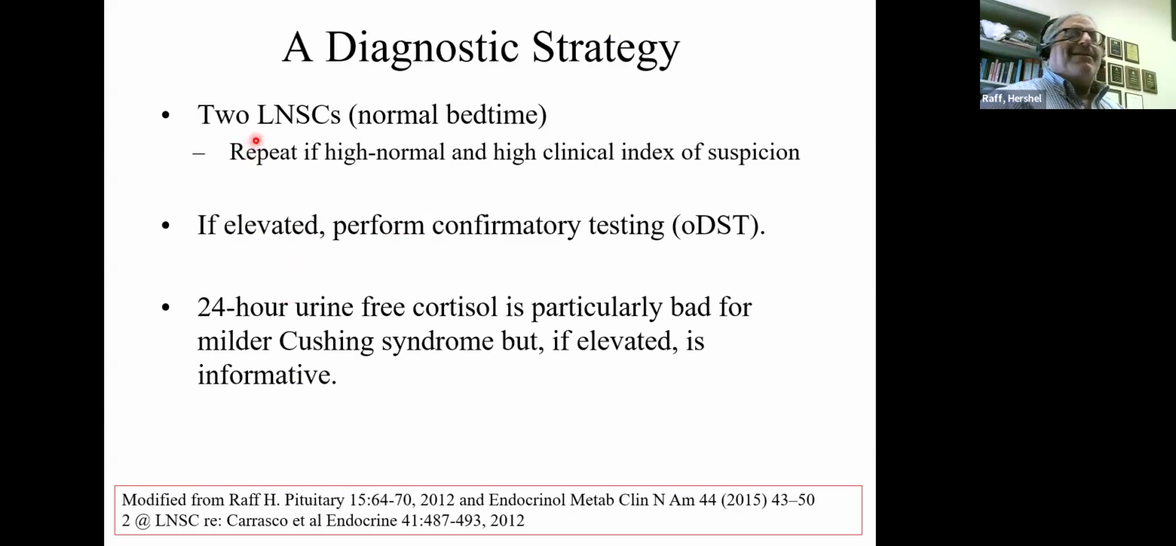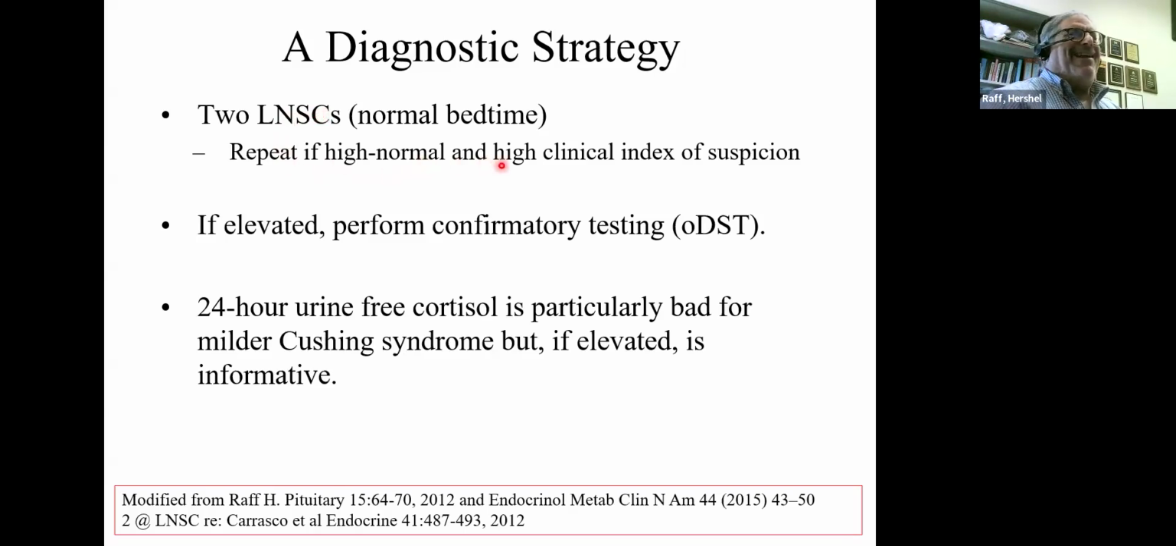So here's my opinion. It's not exactly what you might find in the guidelines, but this is what I teach my students. The simplest thing to do is just do 2 late night salivary cortisols in a row. So Tuesday night and Wednesday night. And some patients say, could I do it Tuesday night and Thursday night? Sure, fine, whatever.